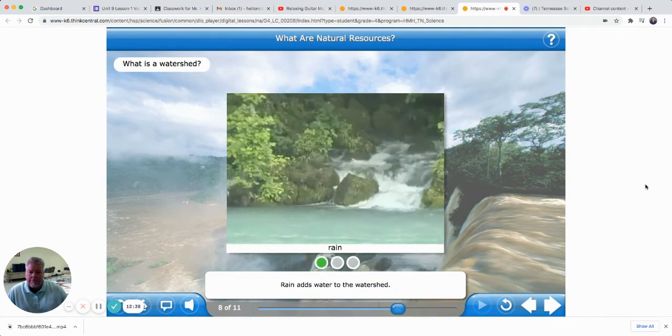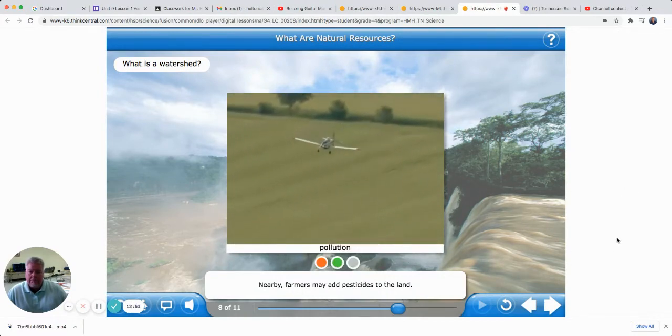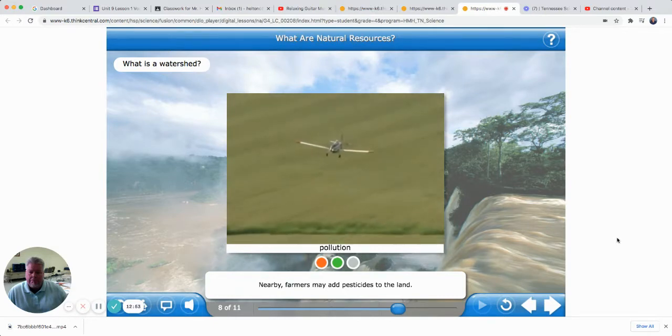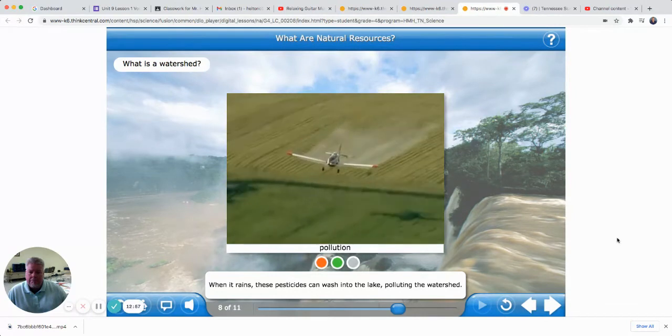Rain adds water to the watershed. When rain hits the ground, the water can continue to flow toward the lake. The water under the ground goes to this lake too. Nearby farmers may add pesticides to the land. When it rains, these pesticides can wash into the lake, polluting the watershed.